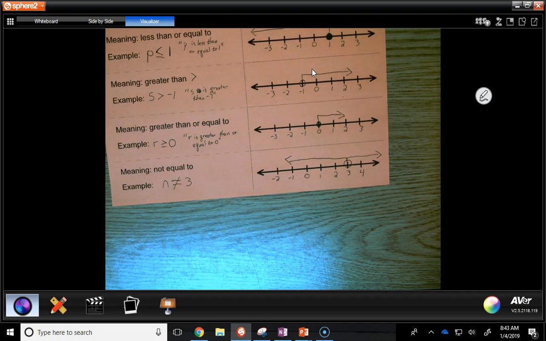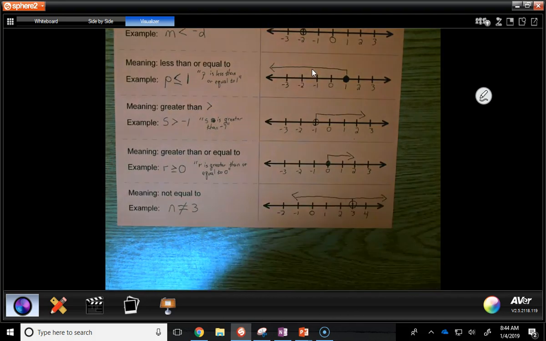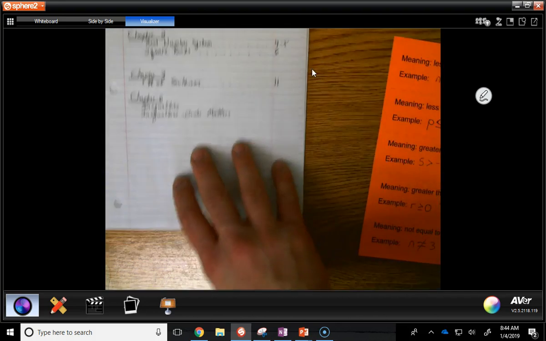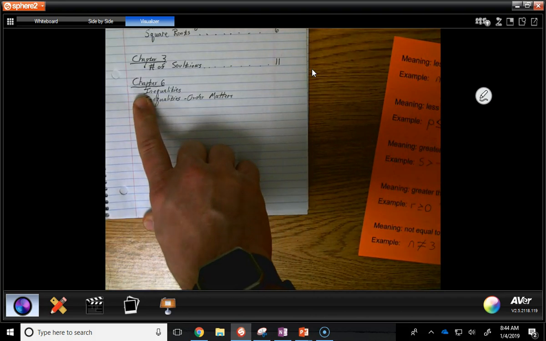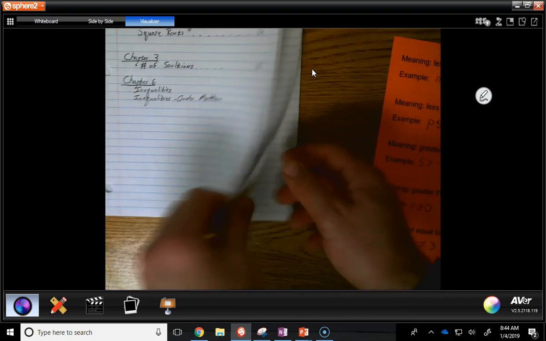Okay, this is going to be part of your homework. This isn't for a grade. This is going to help you when you study for a test. You're going to take this sheet and set it up in your notebook. You can come back to the video if you need help. In your notebook, we should say chapter 6. You're going to say inequalities, and inequalities of order matter, because we're doing 2 today.